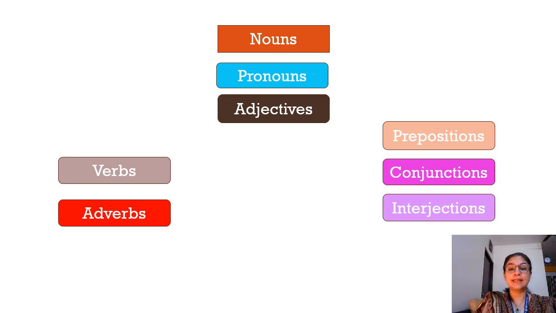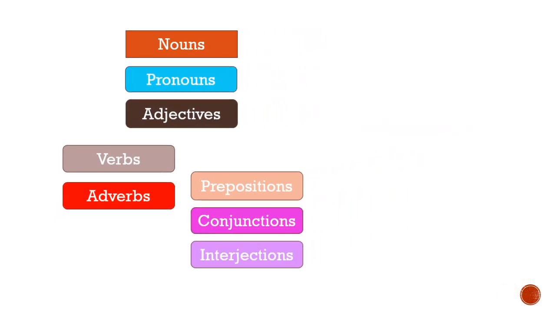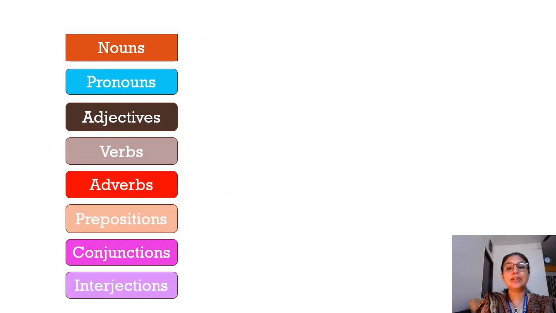To remember these easily, I like to divide these into 3 groups. The nouns, the pronouns, and the adjectives into the first group, the verbs and the adverbs into the second group, and finally, the prepositions, the conjunctions, and the interjections into the third group. Let's look at their function in detail.